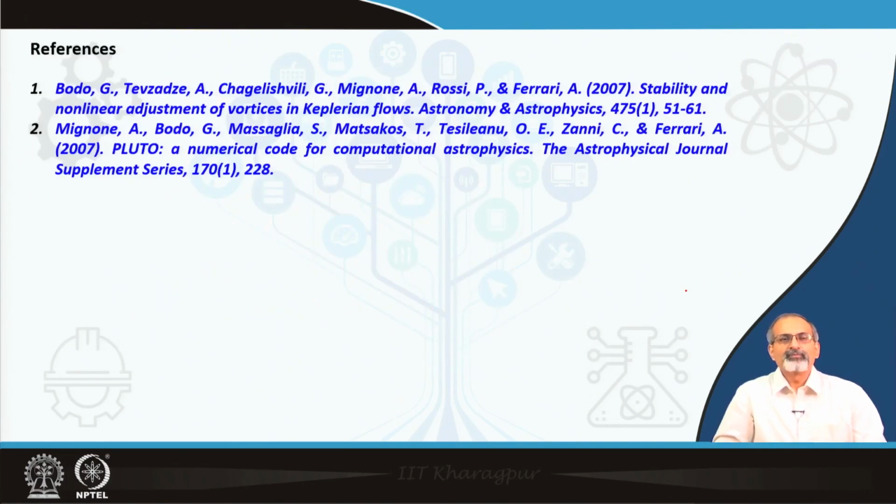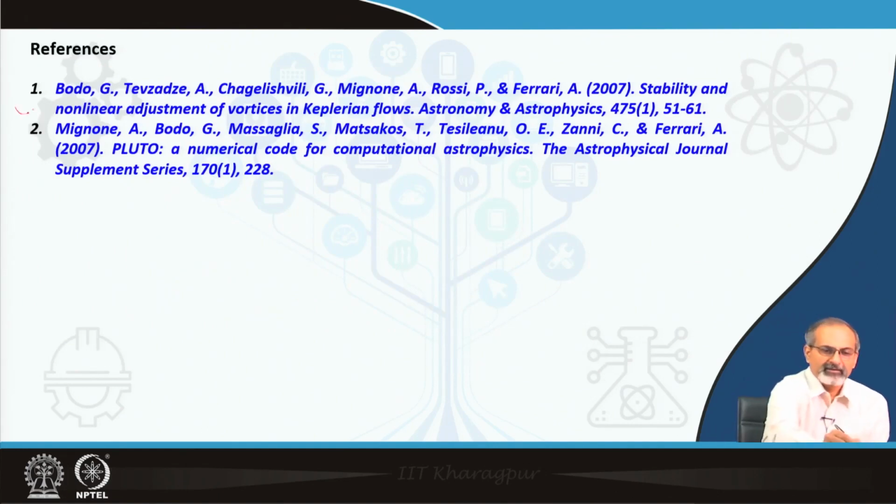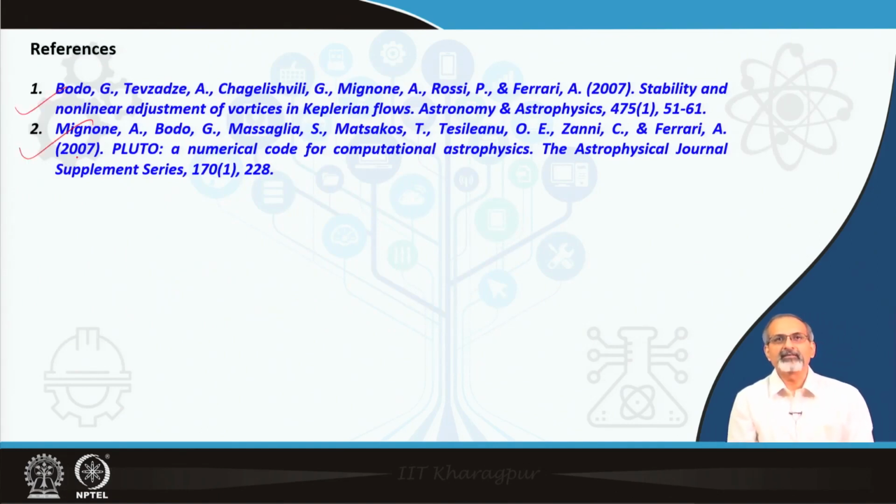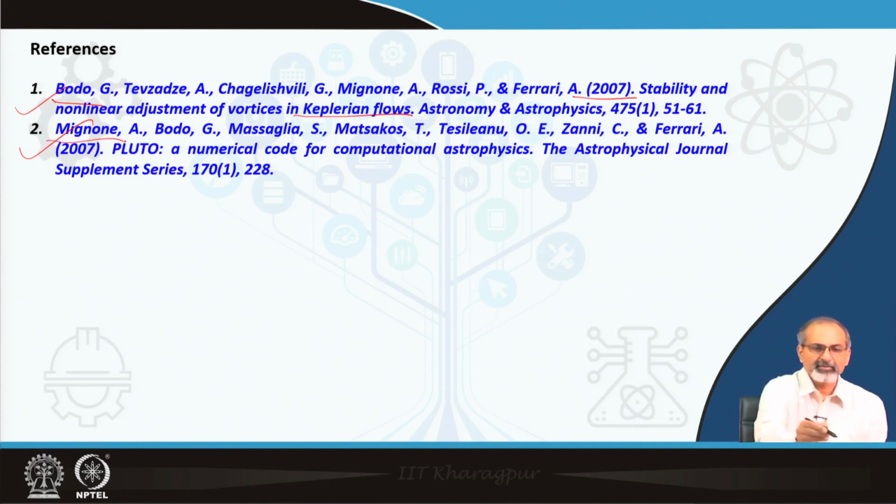and two important references which you might look at in your spare time, which might help you to explore further in this direction, have been put here. The first paper, Bodo, talks about stability and nonlinear adjustments of vortices in Keplerian flows. You remember that the word Keplerian was mentioned in the previous slide too at the bottom. If you read through this paper, probably you will get a better idea of what we are talking about. The second paper, by Mignone et al., again in the same year, is related to a numerical code for computational astrophysics. These are papers which might be very useful.